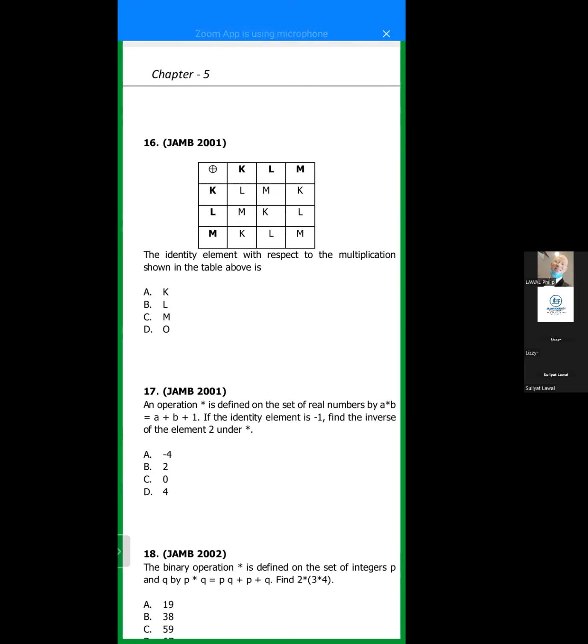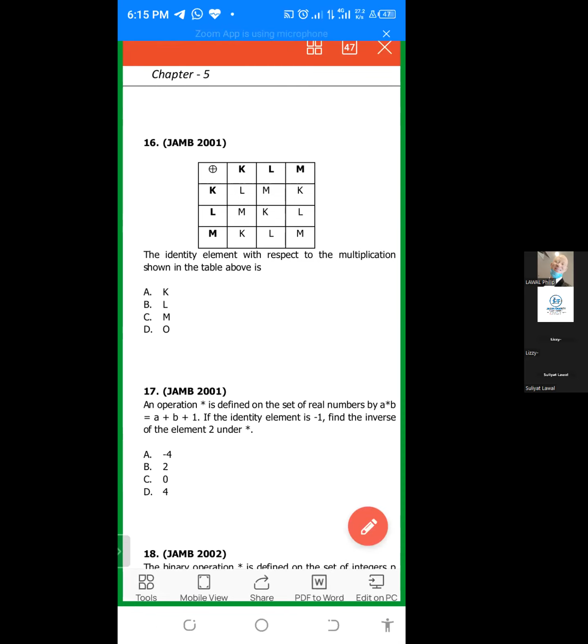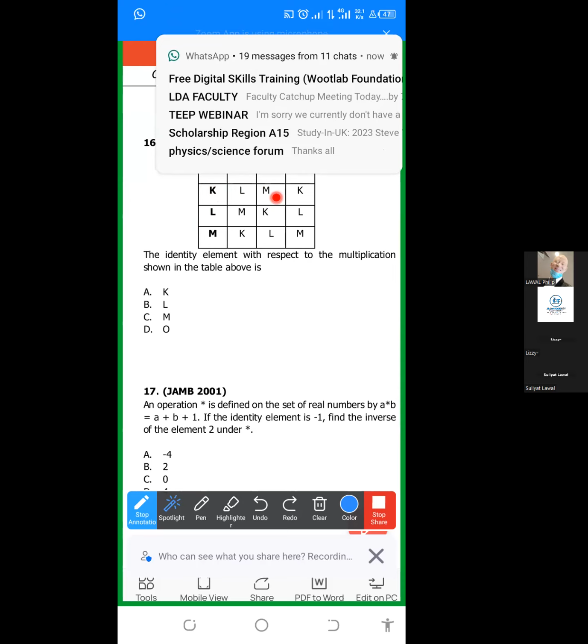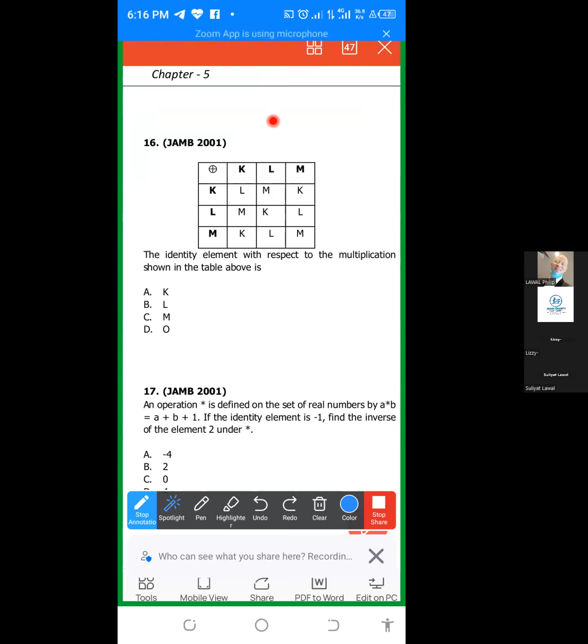The binary operation, let me see if this can be annotated. I want to see. I just need highlighter, spotlight. Good. Now, this is the binary operation, and I need you to follow suit very well. This is the binary operation. So when I put k and operate it on another k, what I will get is L. But when I put k and operate it on L, I will get M. When I now put k and operate it on this M, what I get back is my k.